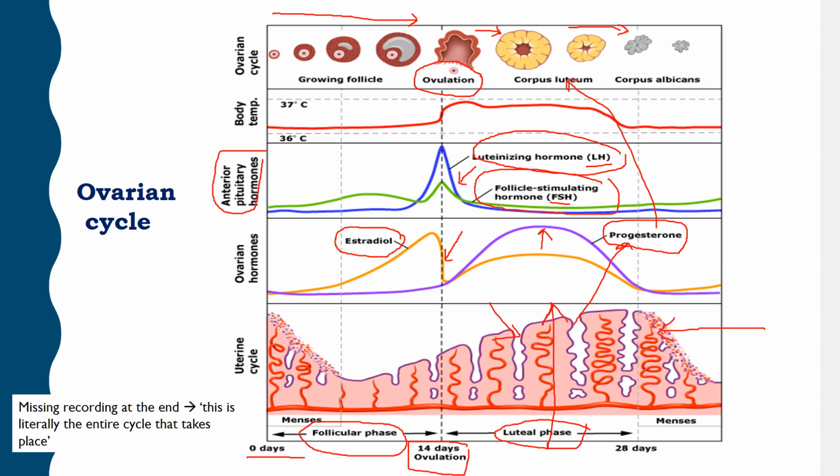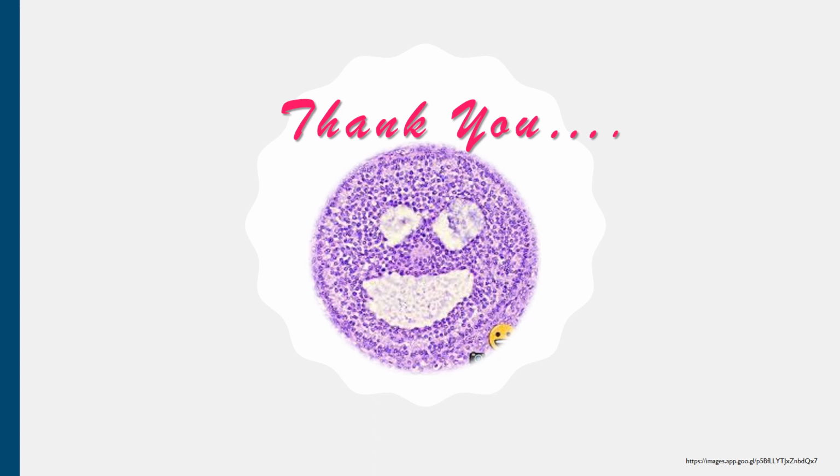If there is no pregnancy, the corpus luteum will start to degenerate. Once the ovum disintegrates in the fallopian tube, the corpus luteum starts to degenerate, and the levels of your progesterone start dropping. Because the progesterone level drops, the endometrial lining is no longer maintained. It cannot maintain the lining, and it starts to slough off, or be removed, and that's when you get your menses or the menstrual flow. So this is literally the entire cycle.